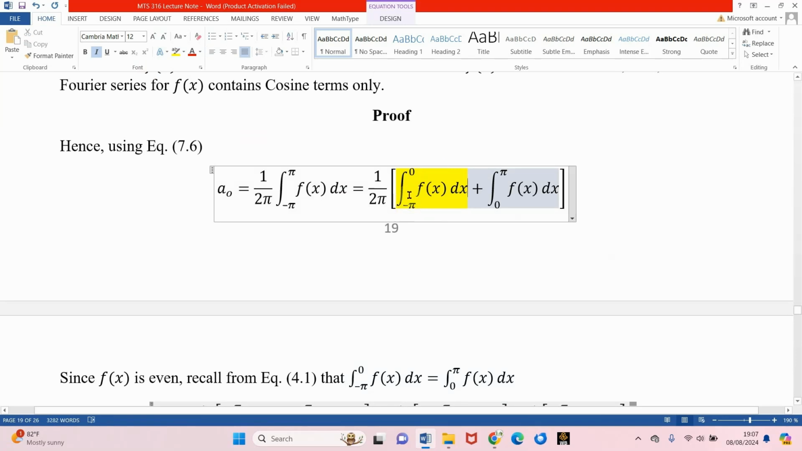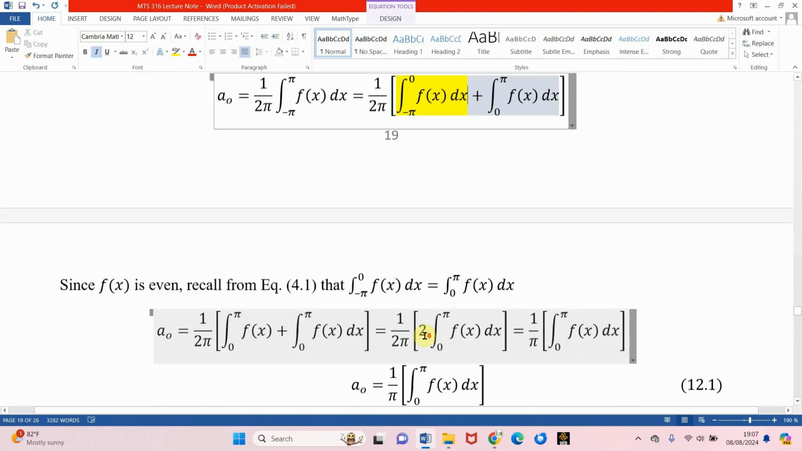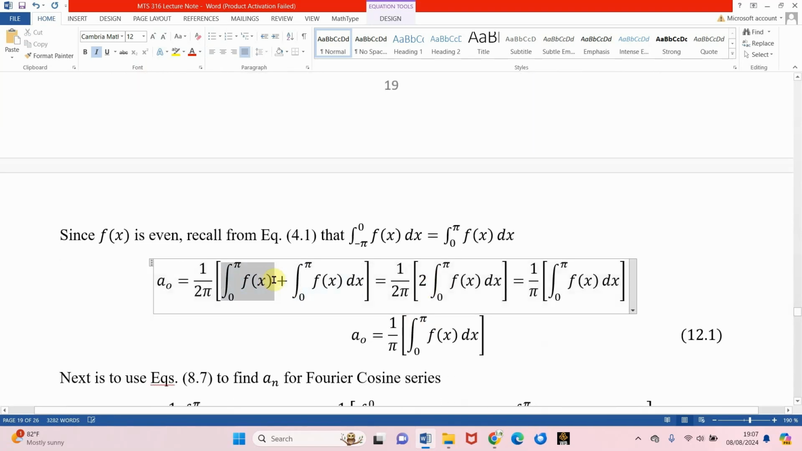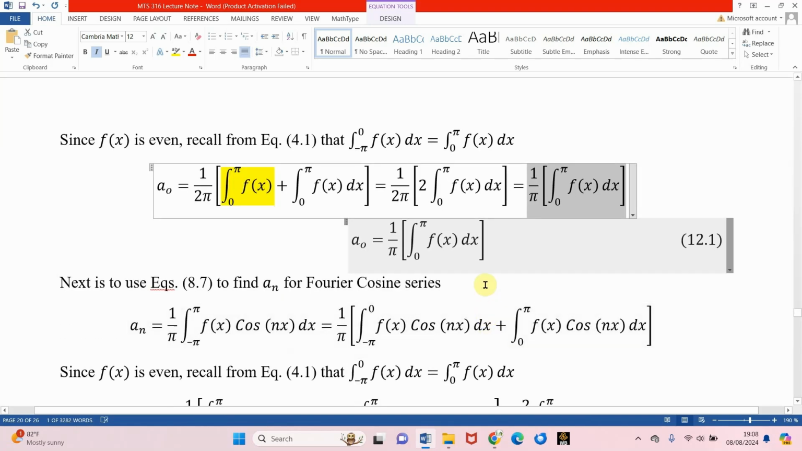That this definite integral from minus pi will change to 0 to pi. So that is how we obtain this expression. Because we now have two of them from 0 to pi, that gives us 2 times the integral of f of x dx from 0 to pi. So the 2 cancels, and then we have this. That is our equation 12.1. So what about an?